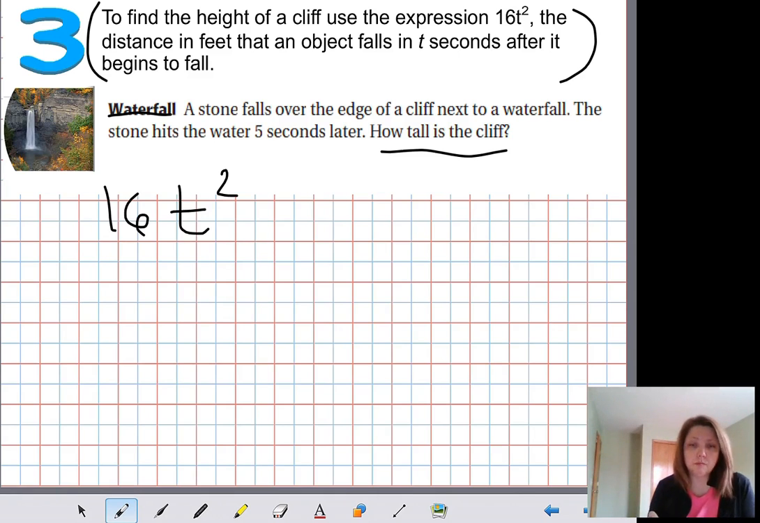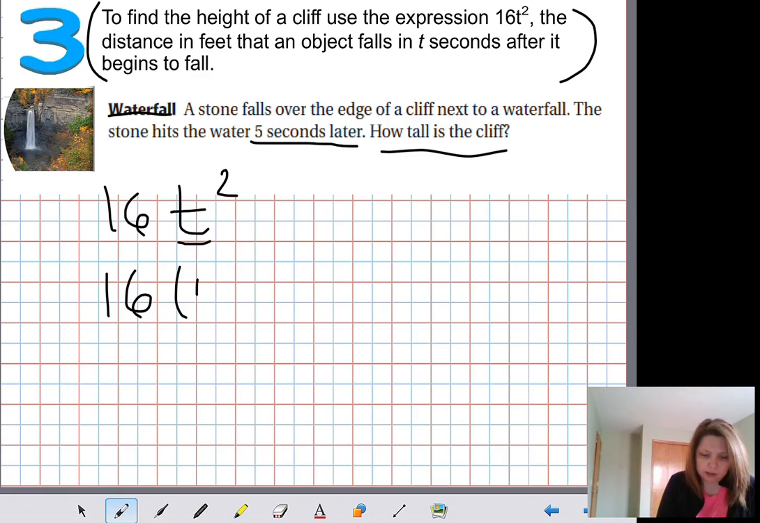So, if we have 5 seconds, you know that t normally stands for the time. So, if we are given the time, we just need to substitute the time into the letter t. So, it will be 16 times 5 to the second.